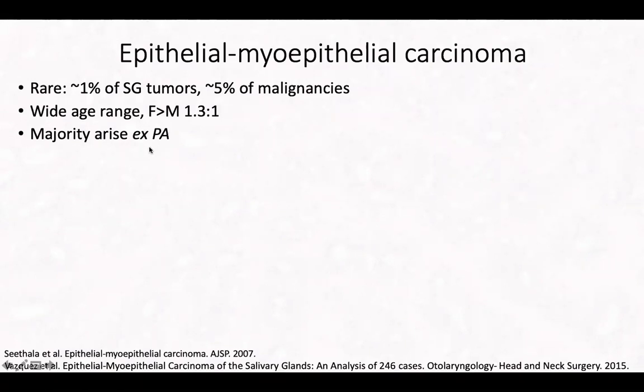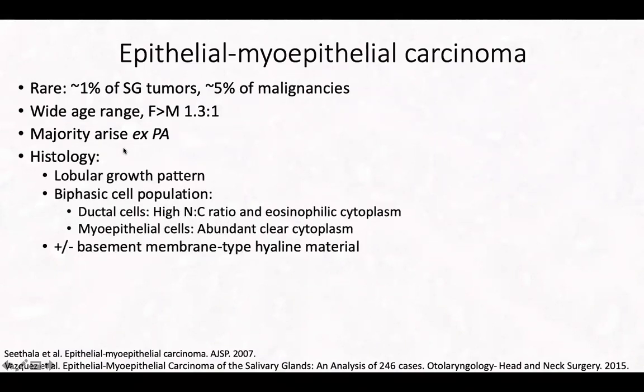And interestingly, a majority of these things arise ex pleomorphic adenoma, and that's something that was only recently discovered a few years ago by the folks out in Pittsburgh. And by histology, these usually have a lobular growth pattern, as we showed in the last example. And it's classically a biphasic cell population, or by definition. So we have epithelial cells, the ductal cells, which have more like high NC ratio eosinophilic cytoplasm. And then we have myoepithelial cells, which are the cells surrounding, which have abundant clear cytoplasm. And you can see some basement membrane type hyaline material like you see in things like adenoid cystic carcinoma.